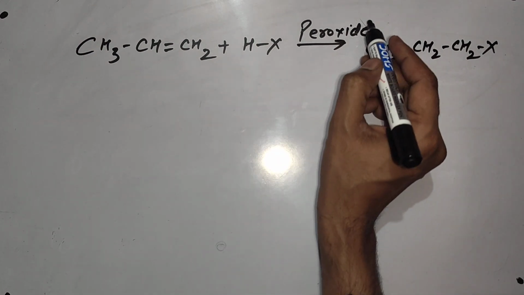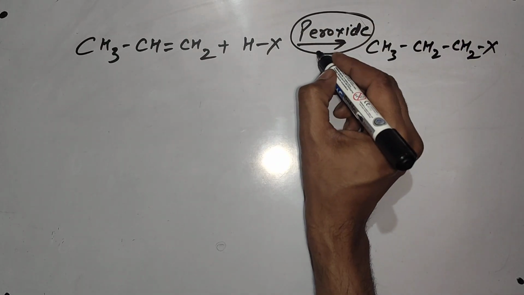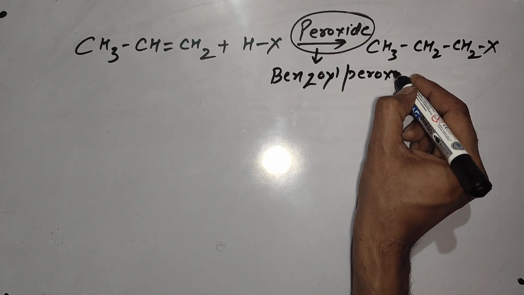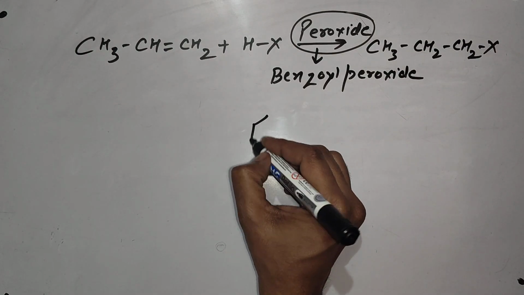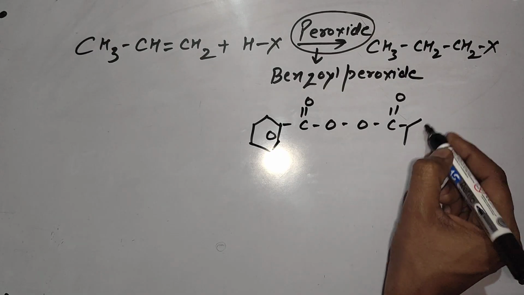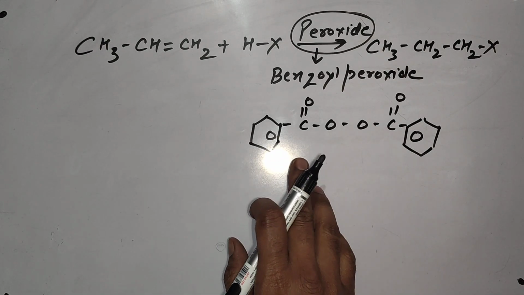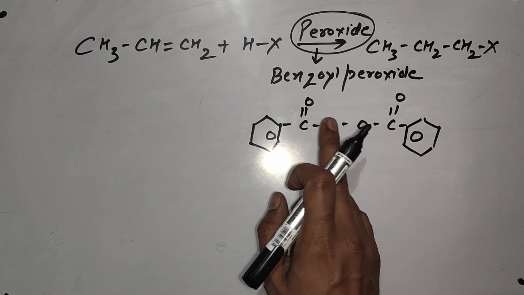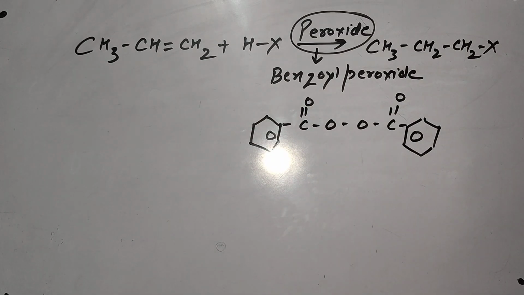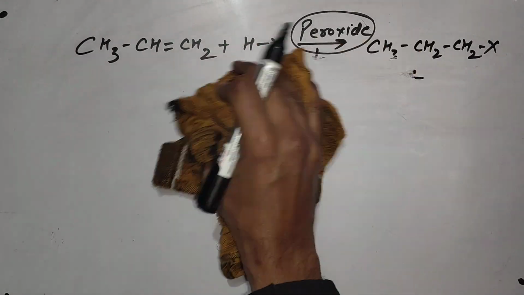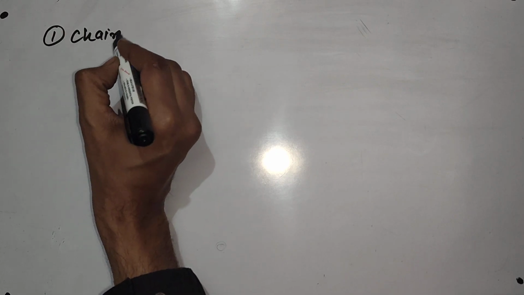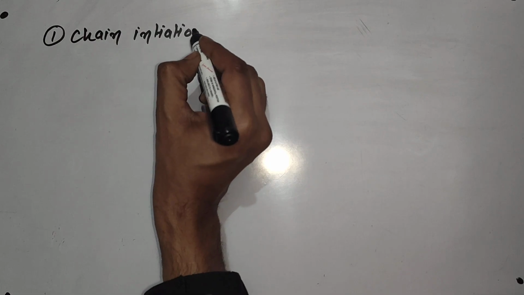Let's understand the mechanism. Let me first introduce you to peroxide. Here we are going to use benzoyl peroxide, whose formula is this one. This is benzoyl peroxide. This is the peroxide O-O over there. Since the benzene ring is involved, the benzoyl group is there, so that's why it is known as benzoyl peroxide. So the mechanism is, first, the chain initiation step, meaning the start of the reaction.